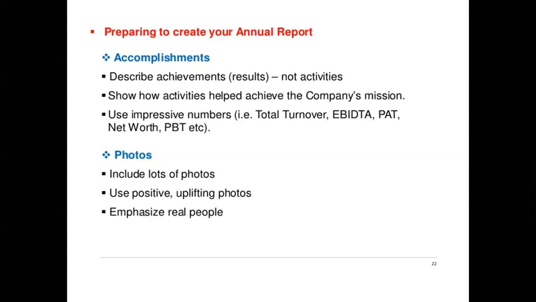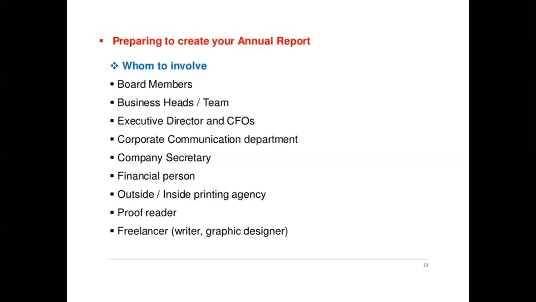Use impressive numbers: total turnover, PAT. These are all the numbers that the financial department uses in the reports. Photos, yes, include lots of photos. Use positive and uplifting photos. Emphasize real people. I have seen some companies take pictures from traveling agencies. Sometimes they do this trick: they pick pictures of outsiders that are not real pictures belonging to their company. So don't try to make it fake. Be real, so you will set a good image in the market.